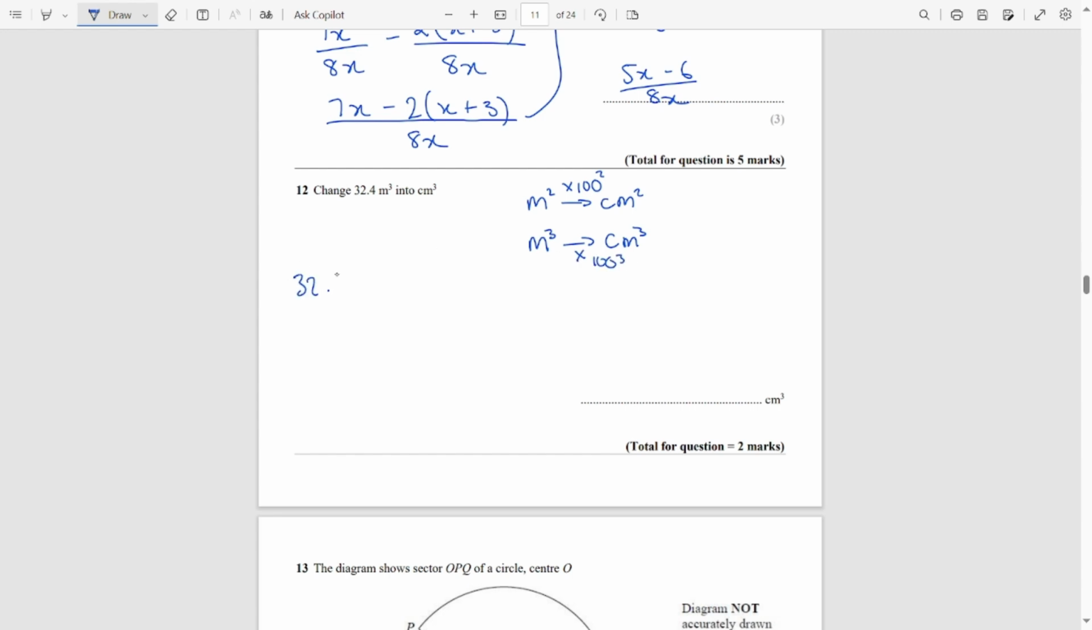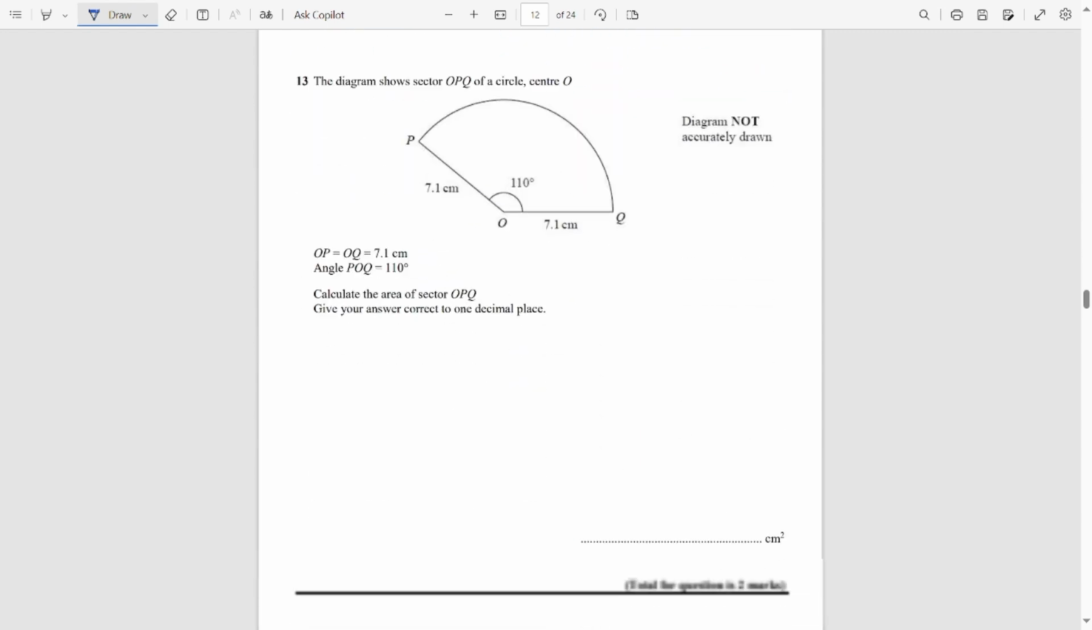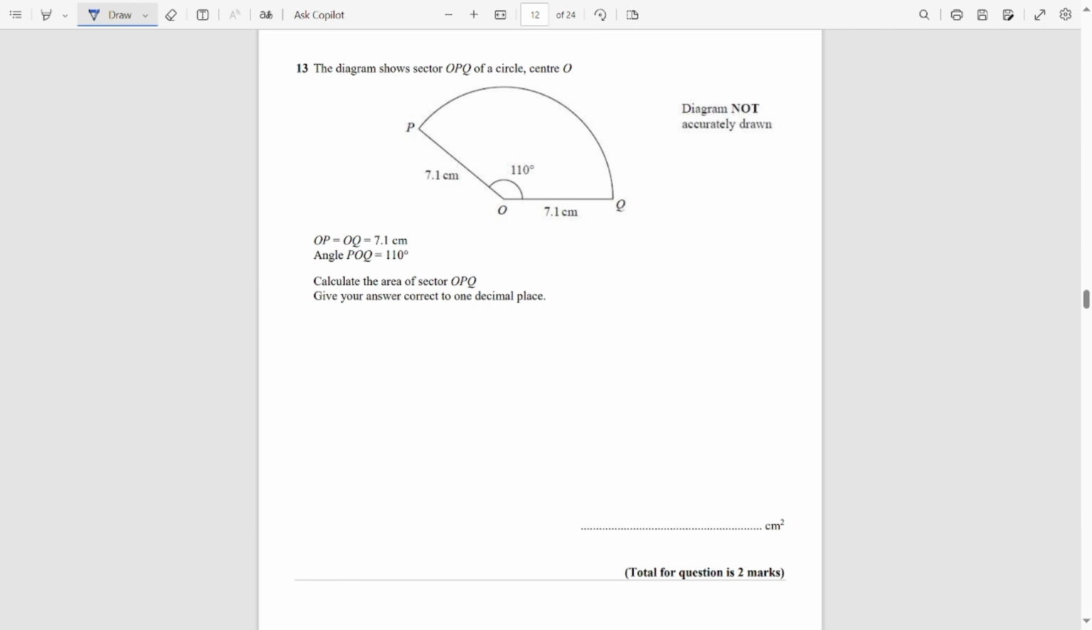So I take the 32.4 and I times by 100 to the power of 3. And this gets me 324 and 1, 2, 3, 4, 5 zeros. So what's that? 32,400,000. So here we have a diagram of a sector. Work out the area of the sector. Give your answer to one decimal place.